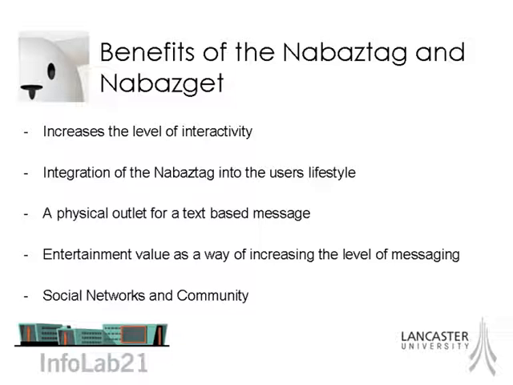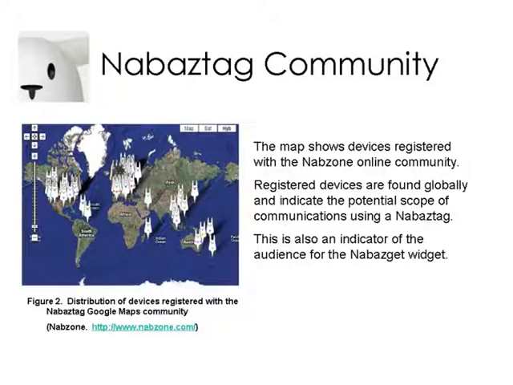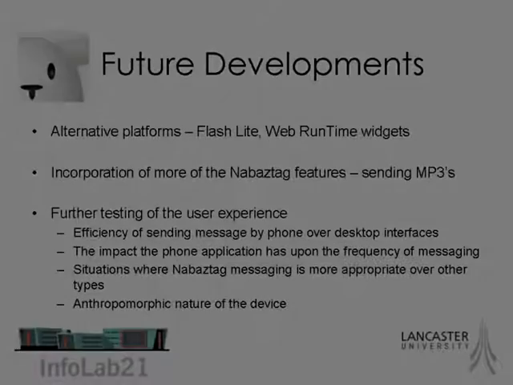In addition to the interactive nature of the device, there is also a strong emphasis on social networks and community. The map shown in this image from the Nabaztag Google Maps community indicates that while the greater concentration of devices registered are based in France, there are owners all over the world. The distribution of devices globally indicates the level of potential communications and networking, and most importantly for us, the potential audience for our application. All of these points are enhanced with the availability of the mobile application.